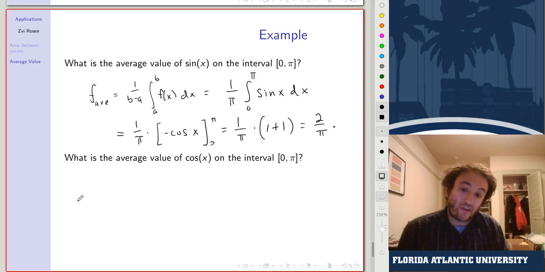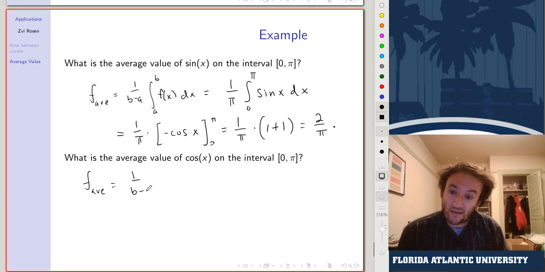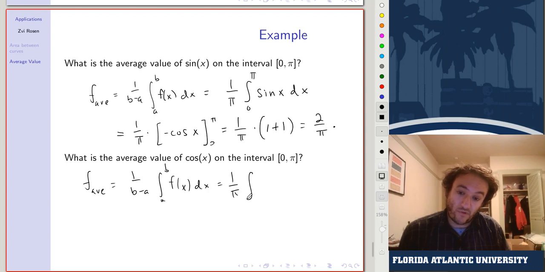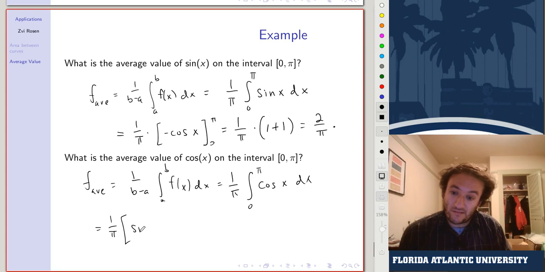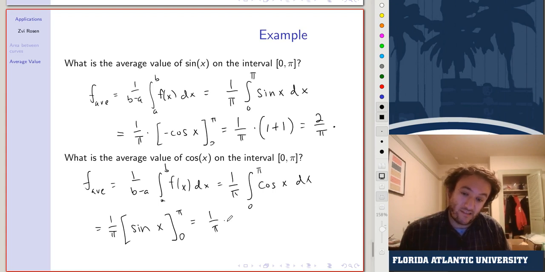What is the average value of cosine on the interval 0 to pi? Same idea again, same formula. f average equals 1 over b minus a, integral from a to b, f of x dx. Same interval, so it's 1 over pi, integral from 0 to pi, different function, cosine x dx. We have 1 over pi times sine x, the antiderivative, from 0 to pi. This is 1 over pi times 0 plus 0, and that's just 0.